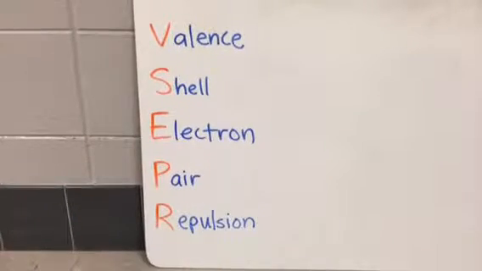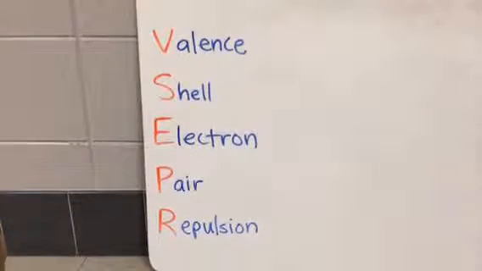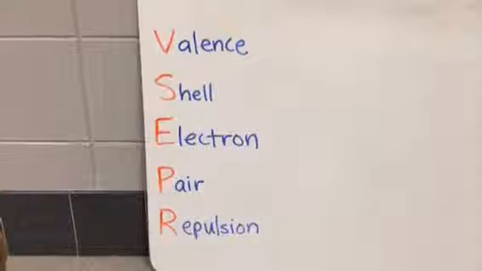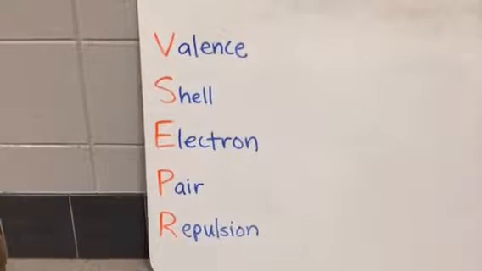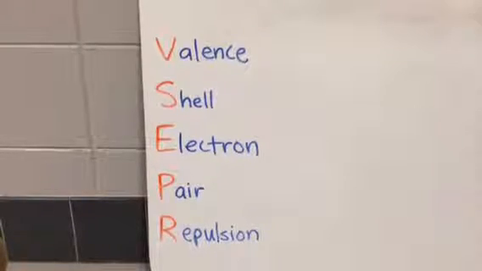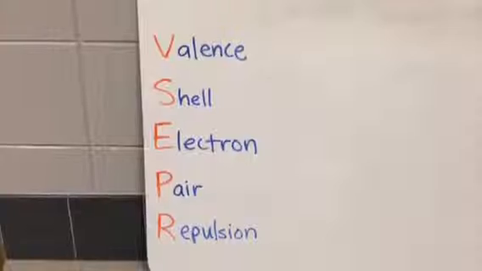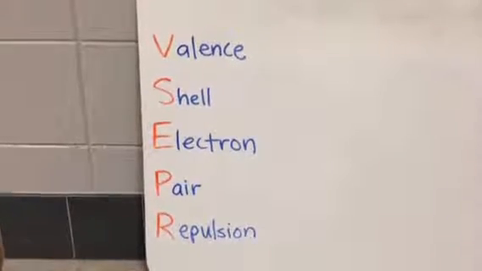VSEPR stands for valence shell electron pair repulsion. The shape of the molecule is determined by electron pairs repelling away as far apart as possible. A lone electron pair repels more than a shared electron pair. Multiple bonds repel equal to a single bond, and the name shape is based on the location of the atoms, not the electrons.